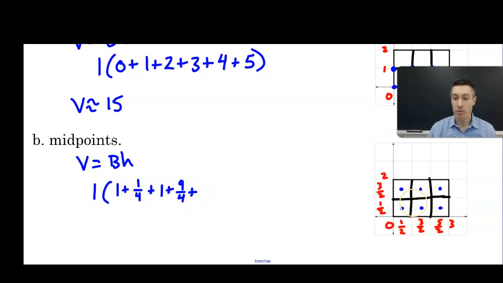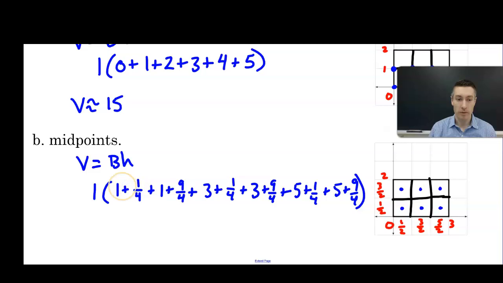And then at 3/2, we're going to have 3/2. y is 1/2, so plus 1/4. And then plus 3/2 plus 9/4. And then at (5/2, 1/2), we'll have 5/2 plus 1/4 plus 5/2 plus 9/4.